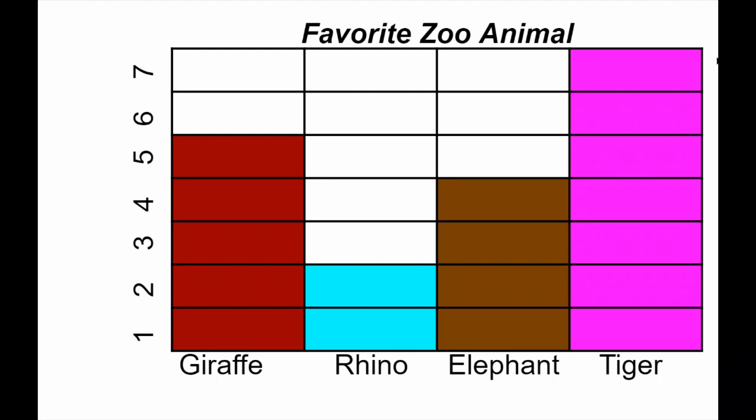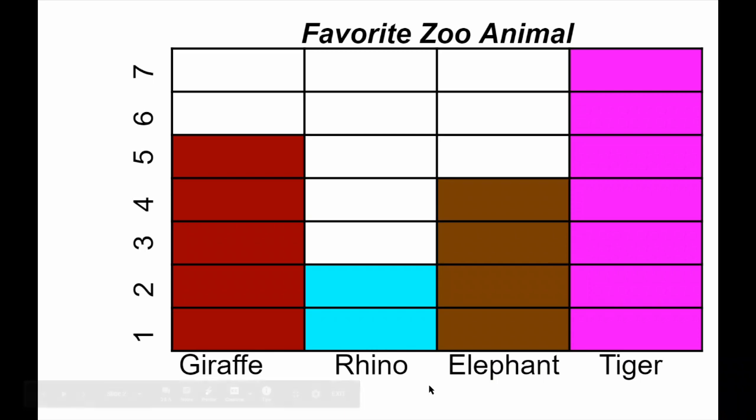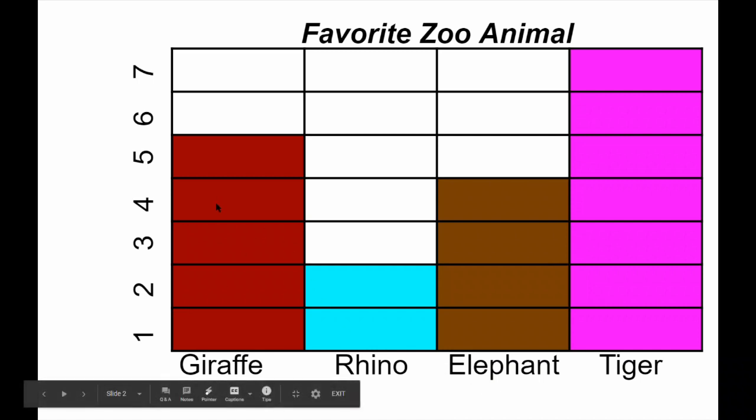Okay, the next thing we need to know is what the information on the bar graph is actually telling us. So if we look at this one, the title is Favorite Zoo Animal. And we have some different animals. Now there might also be a label down here that says animals, but in this bar graph it doesn't. This is also called a vertical bar graph. A vertical bar graph. That's when the bars go up in columns.